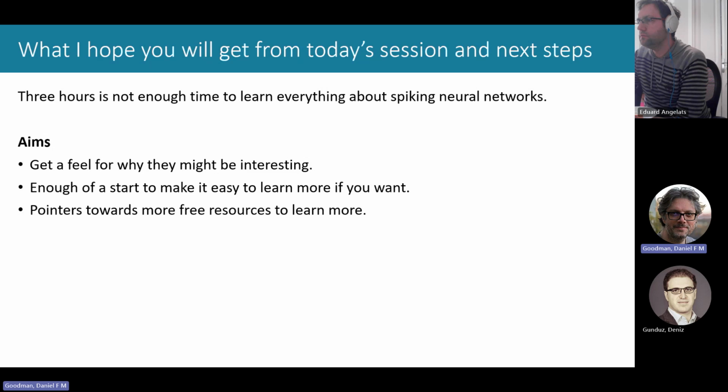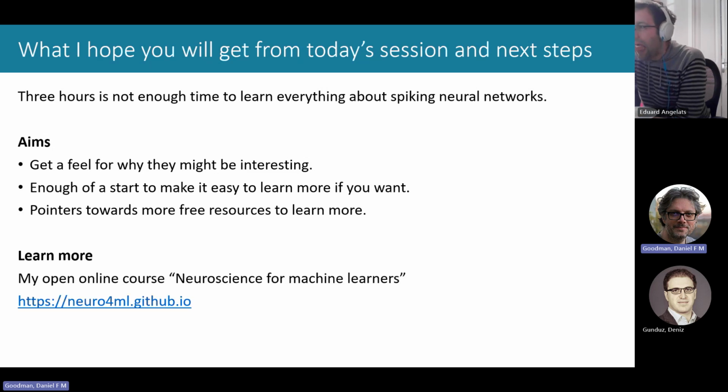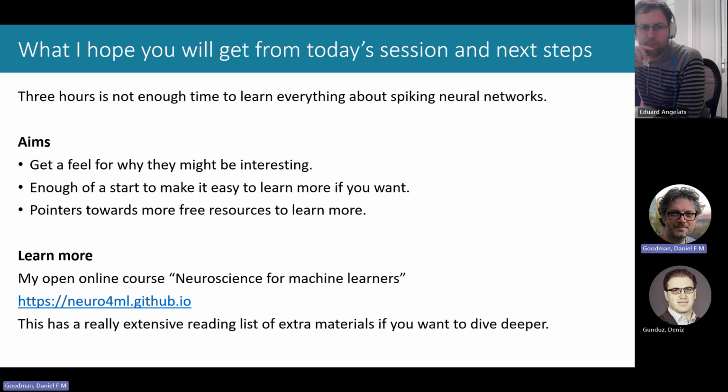I'll give you some pointers towards some more free resources that you can learn more as well if you want. In particular, I'll put this URL up again later. The course I taught last term was called Neuroscience for Machine Learners and covers a lot of this material in a lot more depth. It's all on YouTube and with Colab notebooks and stuff like that, so you can go and check that out if you wish. Yes, and lots of extra reading materials if you want as well.